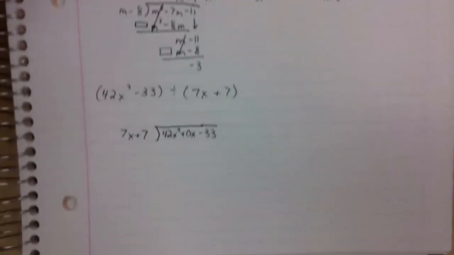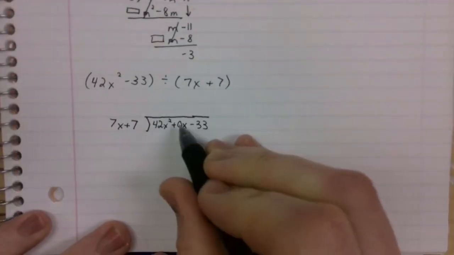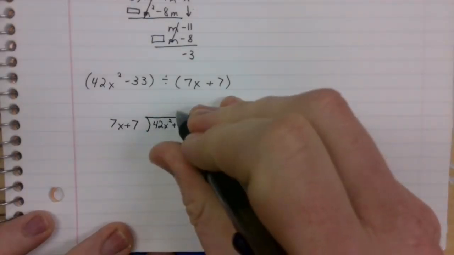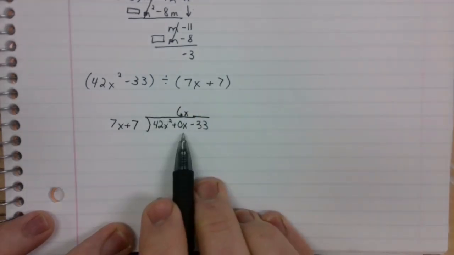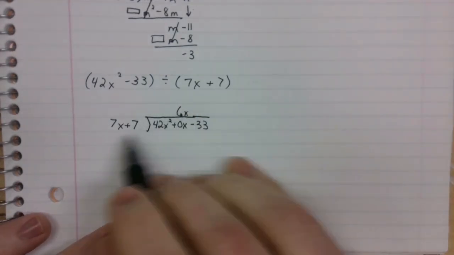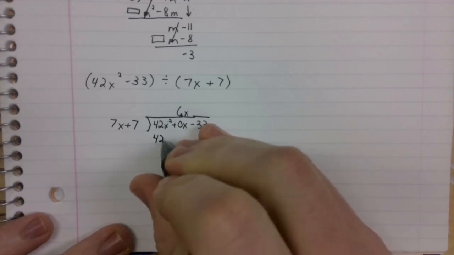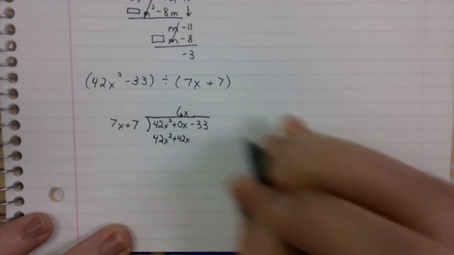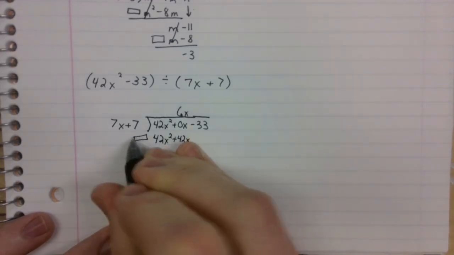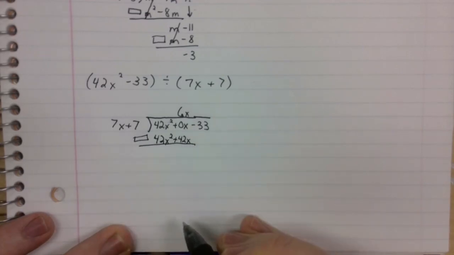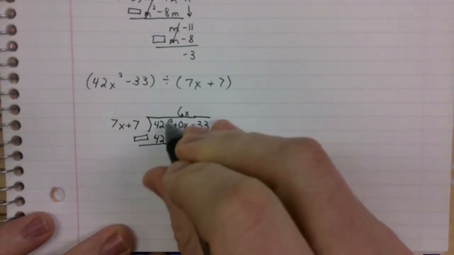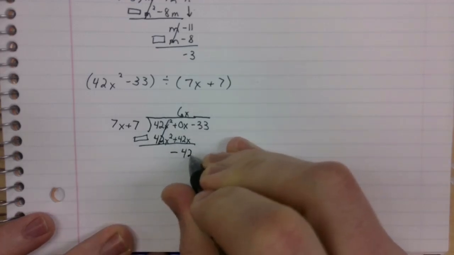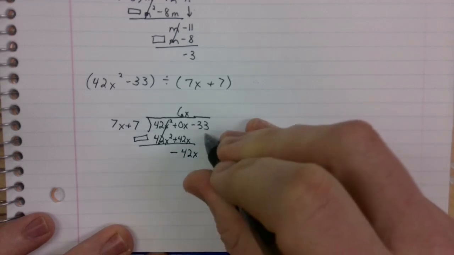Now we're going to follow that same process we did last time. What times 7x gives me 42x squared? Well, 6x. Again, notice I put it above the other linear term, right? So 6x times 7x is 42x squared. 6x times 7 is 42x. I'm going to, again, subtract these. Comically large subtraction signs, so you don't forget. 42x squared minus 42x squared cancels, and I get 0x minus 42x, which is negative 42x. Bring down your next term.